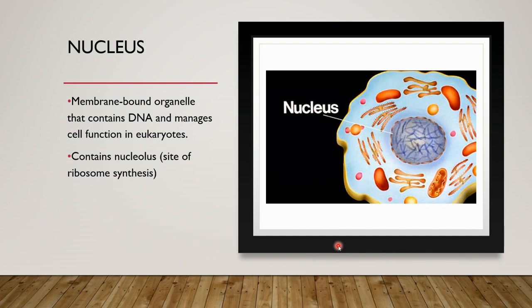Next important aspect of a cell is the nucleus, and of course the cell we're speaking of is a eukaryotic cell. Nucleus is the control center. Okay, this contains something called the nucleolus, which is a site of ribosome synthesis that makes protein, and we'll get to that in a moment. But what is a nucleus? In fact, it's a membrane-bound organelle that contains DNA, which is deoxyribonucleic acid, and also manages cell function.